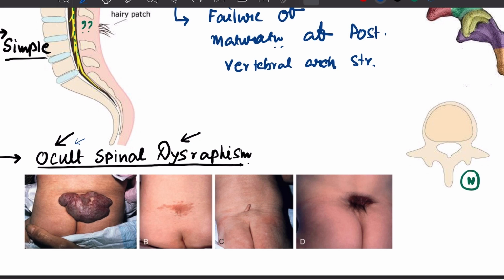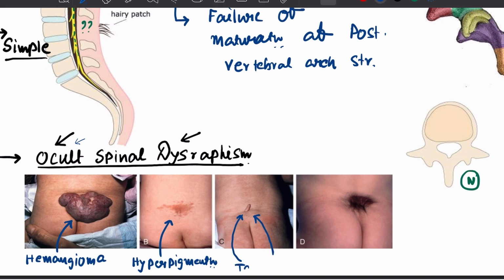In case of occult spinal dysraphism, from outside we can see hemangiomas. This is a hemangioma, or we can see hyperpigmentation of skin, or we can see some tail-like appendages plus lipoma. This is a tail-like structure, and also associated lipoma. And here we can see a tuft of hair.